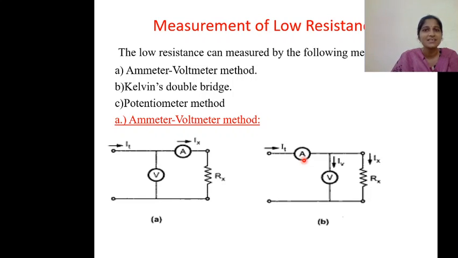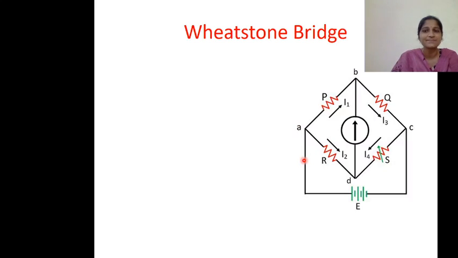So what is the Wheatstone bridge? The Wheatstone bridge consists of 4 arms: the resistances P, Q, R and S. Here P and Q are known resistances, R is the unknown resistance which you are going to measure, and S is the variable resistor. Here the total applied voltage is E. Then the current will be divided into two, I1 and I2, and I1 will be going through I3 and also the galvanometer.